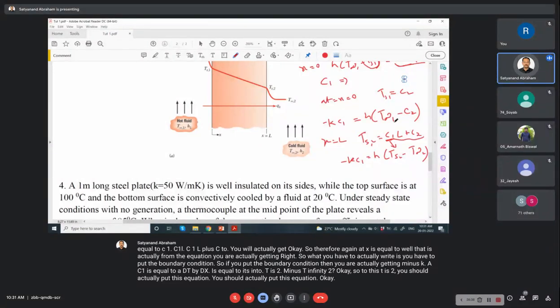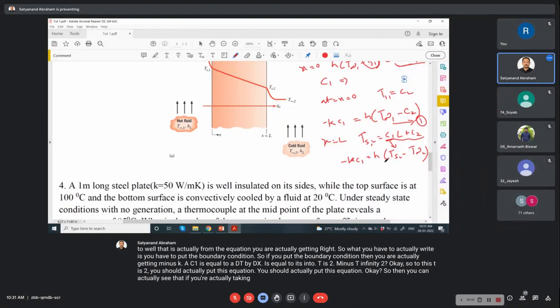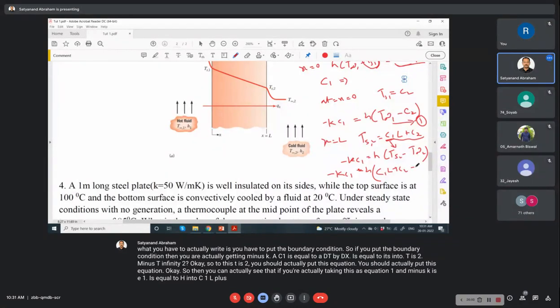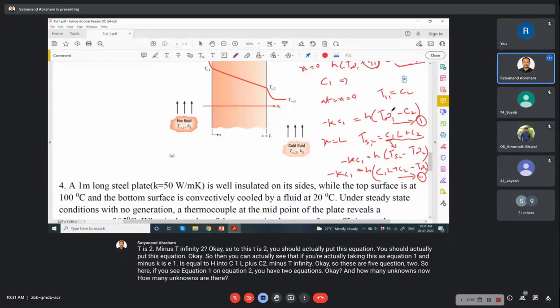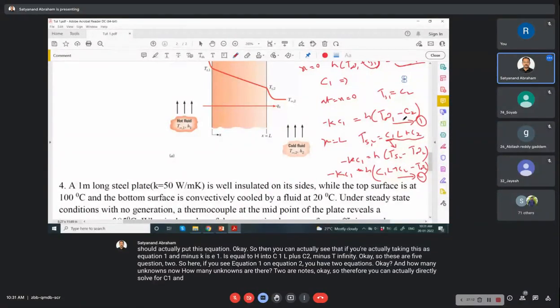So if you take this as equation 1, then minus k C1 is equal to h into (C1L plus C2 minus T infinity 2). This is equation 2. Here you have two equations. How many unknowns are there? Two unknowns. Therefore, you can directly solve for C1 and C2. That's how you calculate C1 and C2.